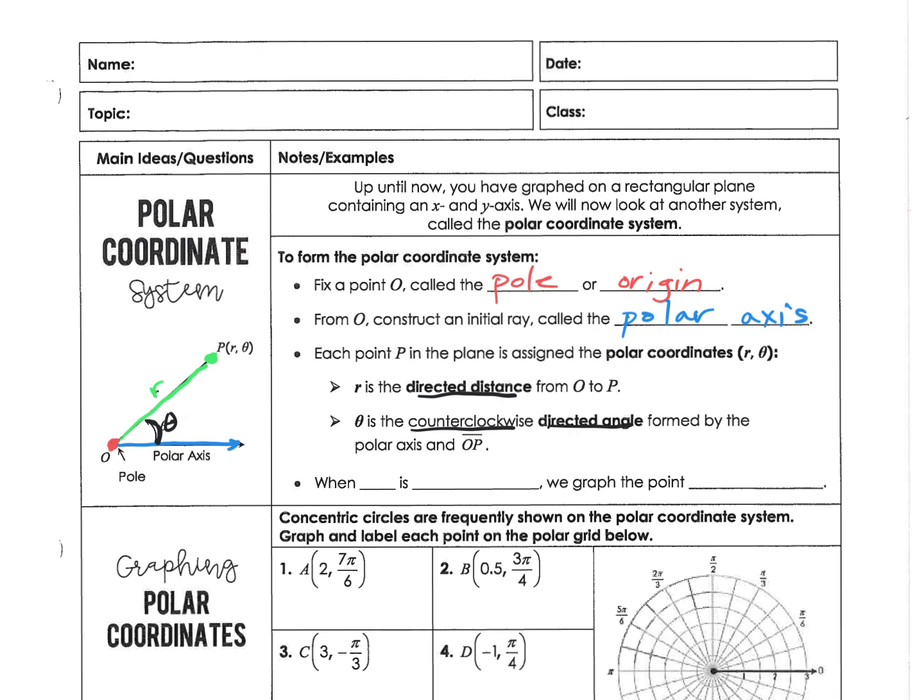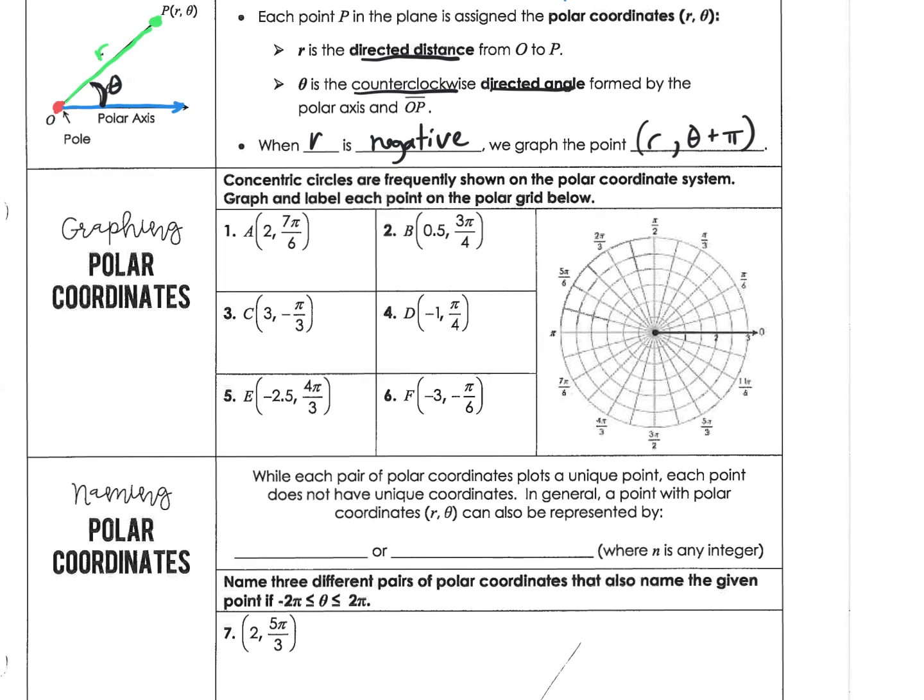All right, now, when r, that's this guy right here, is negative, then we're going to actually graph the point the exact opposite of where it's at, which means that it's going to be 180 degrees or pi from where it would be if it were positive. So instead of r theta, we're going to plot it as r theta plus pi. Okay? So let's look at graphing polar coordinates.